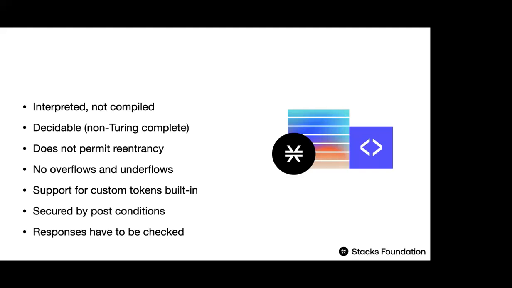Then there's a few other properties, which I'll go over quickly. So Clarity is a decidable, non-Turing complete language, which means that it doesn't have things like possibly infinite for loops and other structures like that. So the upside to that is that when you execute a Clarity function, you know with absolute certainty that it's going to end at some point. The execution is going to halt.